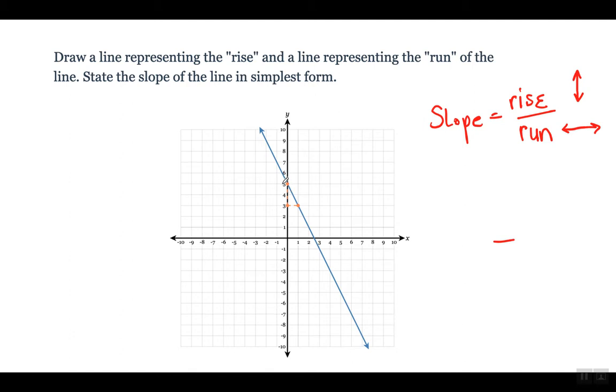Now the rise, using the 2 points that I picked, the rise is 2. And the run is going to be 1. Okay, so therefore the rise is 2, the run is 1, and you always got to simplify your answer. So negative 2 over 1 equals negative 2. That would be my answer. That's the slope. Again, you have to draw a line representing the rise and a line representing the run. Otherwise, it doesn't let you answer the question.